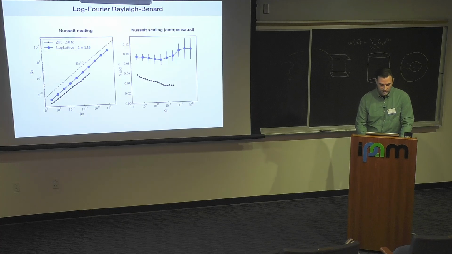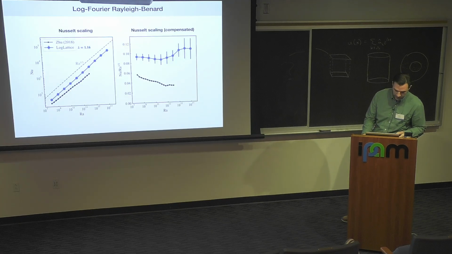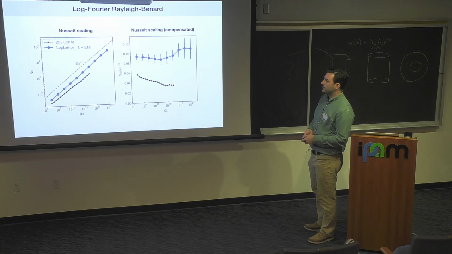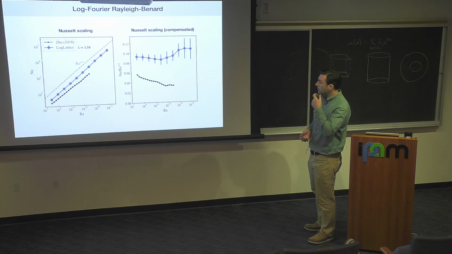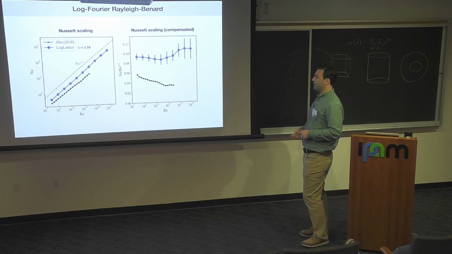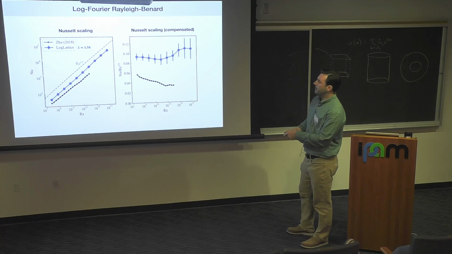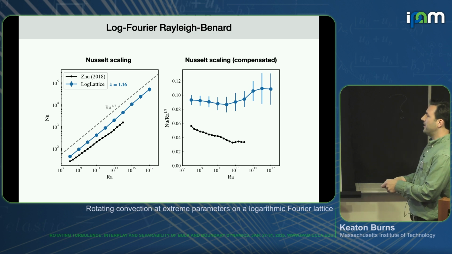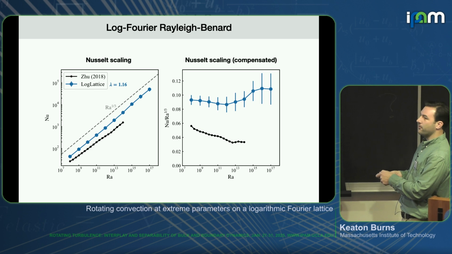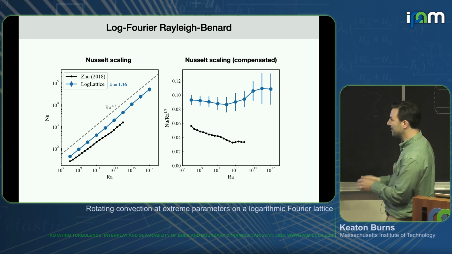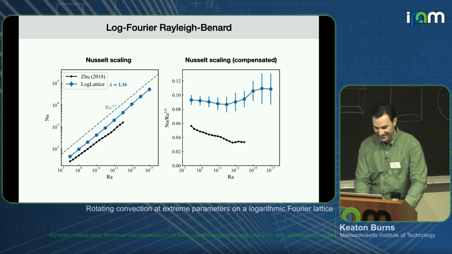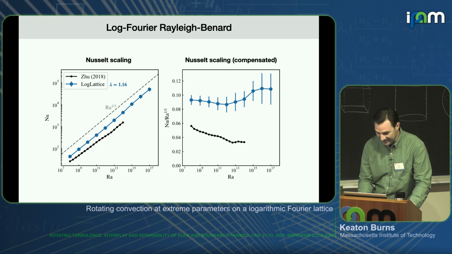What about the statistics? This is a plot of Nusselt versus Rayleigh from these runs going up to 10 to the 17. The black lines are the state-of-the-art DNS from Zhu et al. Depending on which plot you look at, over here it seems like the log lattice is clearly continuing to follow the Rayleigh 1/3 Malkus scaling. And if you look at the compensated plot, then clearly it's turning up away from the Malkus scaling into the ultimate regime. So I won't make any judgments. I'll pick whichever plot you like, I guess.